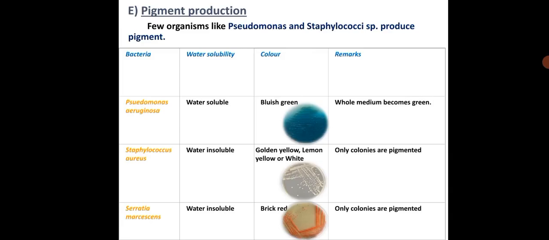Next characteristic is the pigment production. Few organisms like Pseudomonas and Staphylococci species produce pigments. Pseudomonas aeruginosa produce water-soluble pigment, which is bluish green in color, and the whole medium becomes green. Staphylococcus aureus produce water insoluble pigment, and they produce colonies which are golden yellow, lemon yellow, or white in color. Only the colonies are pigmented and not the medium. Serratia marcescens produce water insoluble pigments, produce brick red colored colonies, and only the colonies are pigmented.